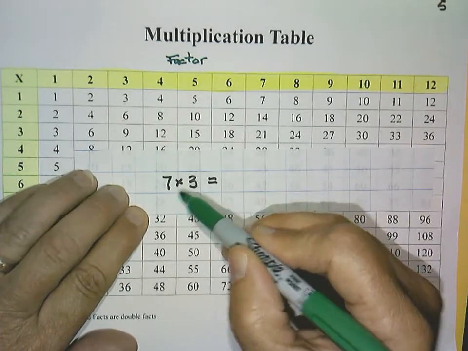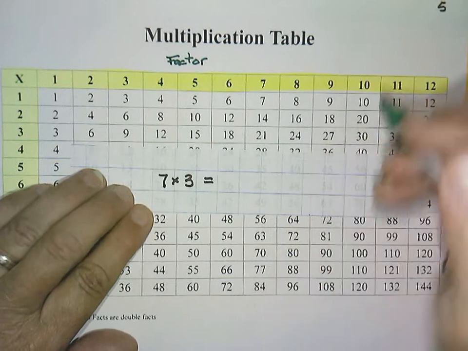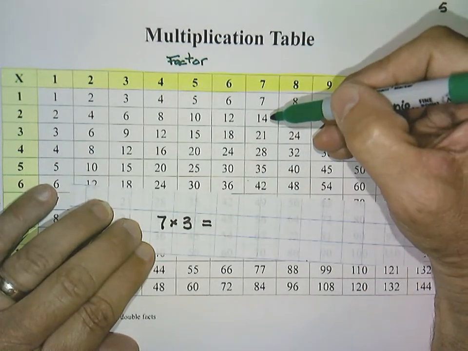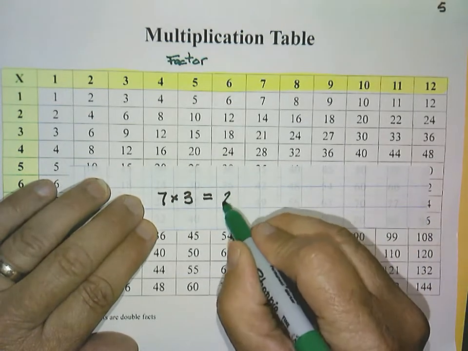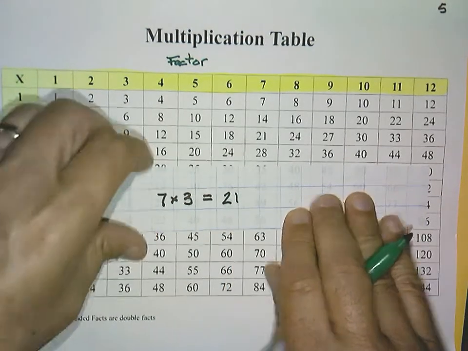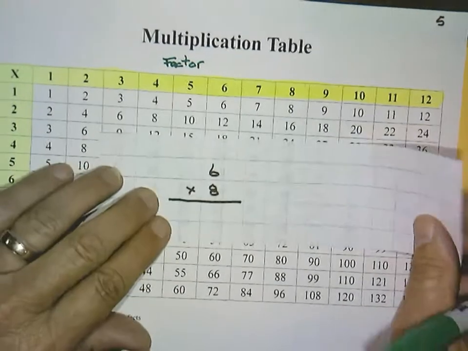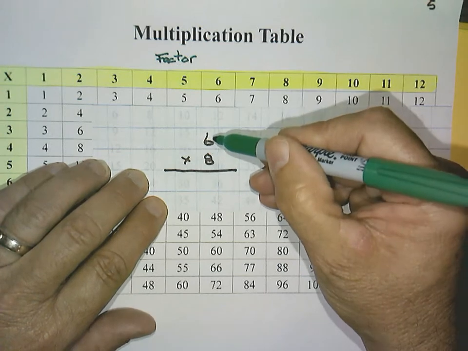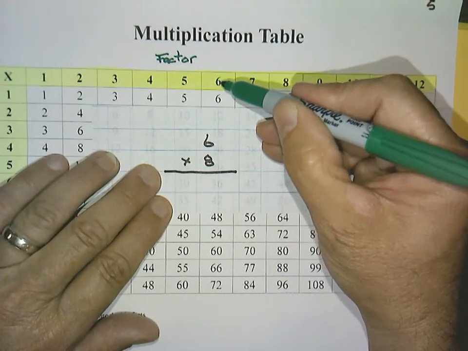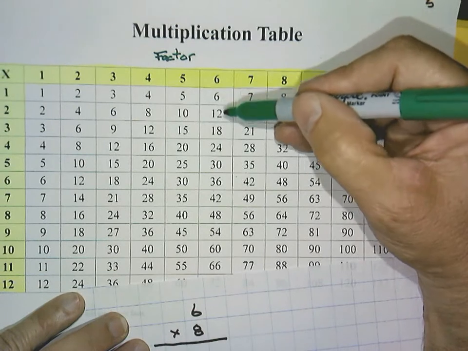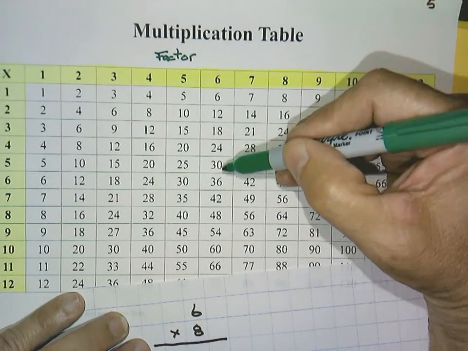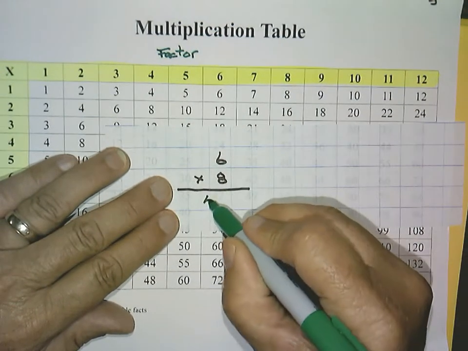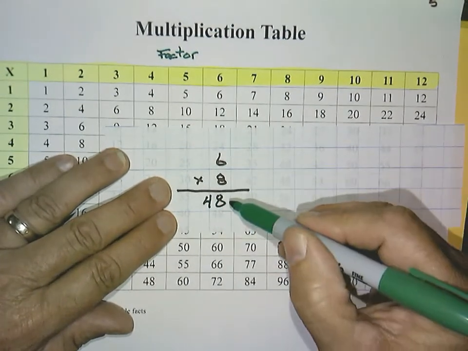You would read this as 7 times 3 equals. I'm going to find my first factor of 7. 1, 2, 3. So 7 times 3 is equal to 21. 6 times 8. My first factor is 6. And I'm going to count down 8. 1, 2, 3, 4, 5, 6, 7, 8. 48. So in other words, 6 times 8 equals 48.